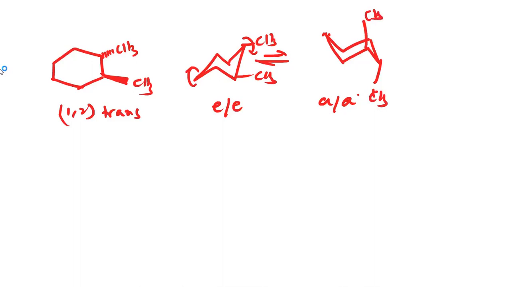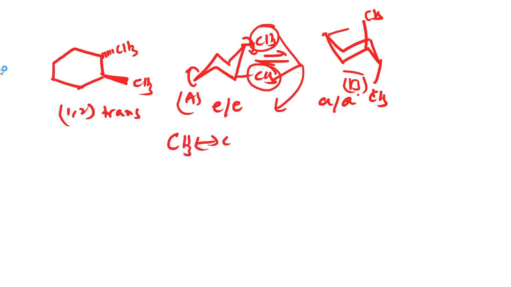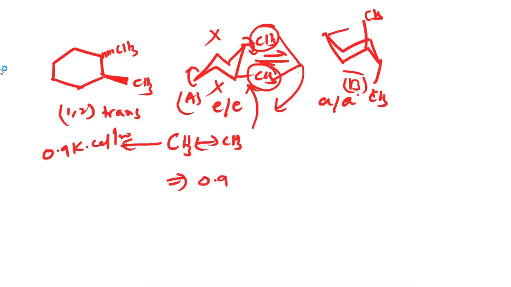By just looking at the diaxial interactions, we can say that A is more stable than B, because here we can see only one Gauche interaction. This interaction is considered as Gauche interaction, CH3. Already we have seen at the start of the lecture that the Gauche type of interaction increases the energy of this conformation by 0.9 kilocalorie per mole. And there are no diaxial interactions. That's why this conformation has only 0.9 kilocalorie per mole of energy.